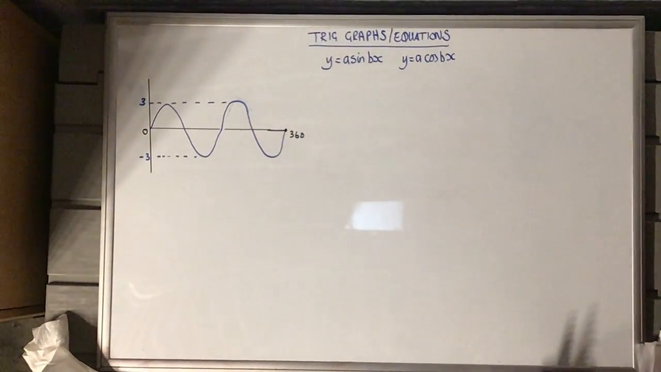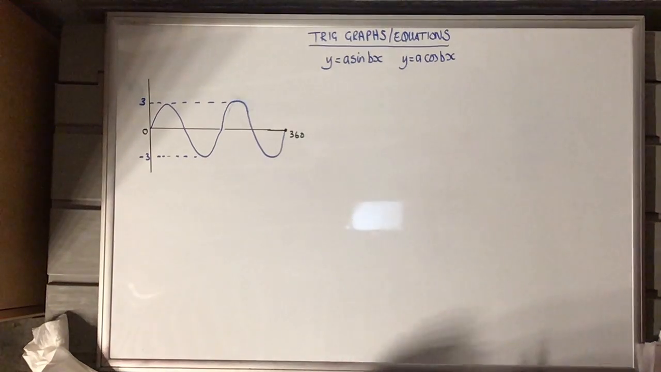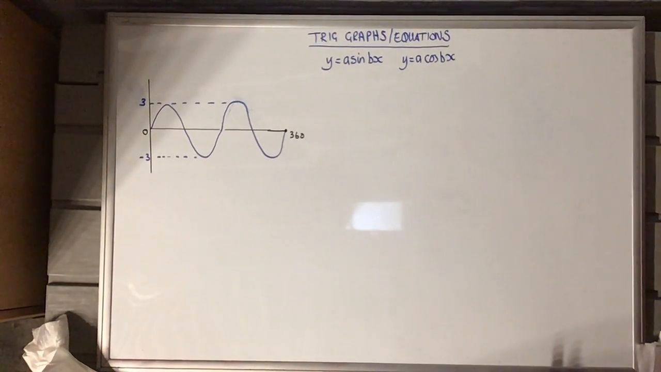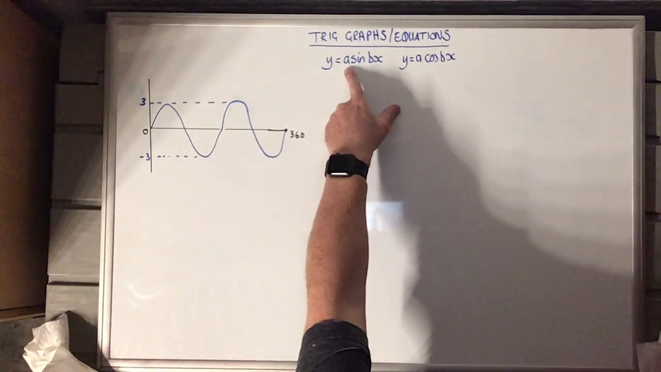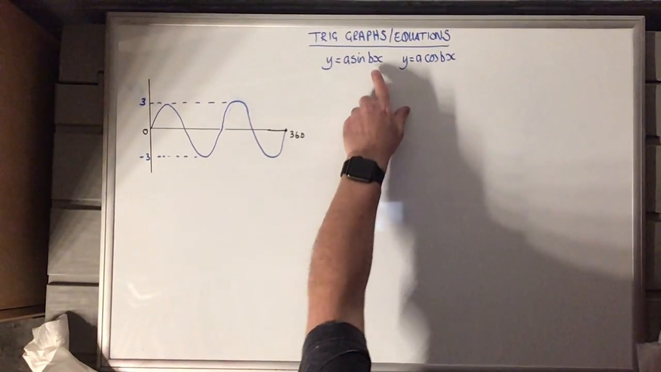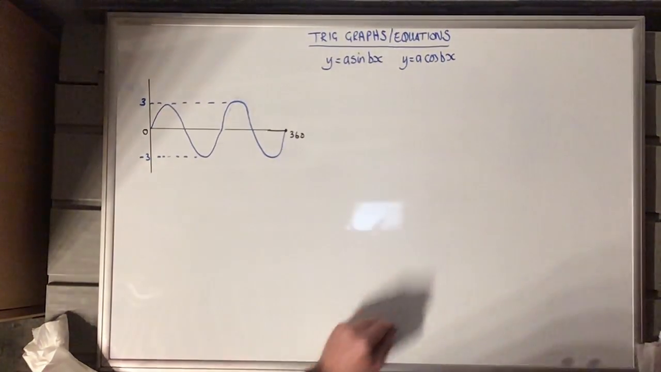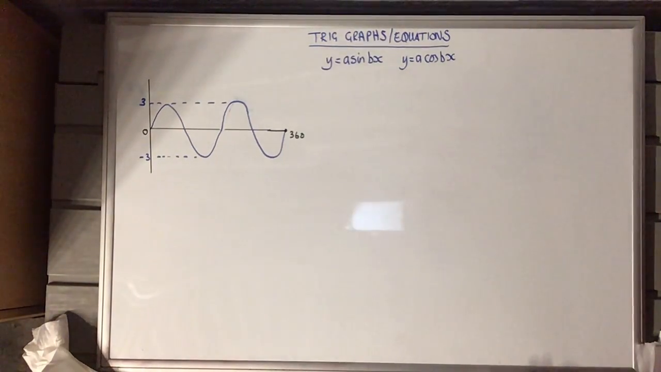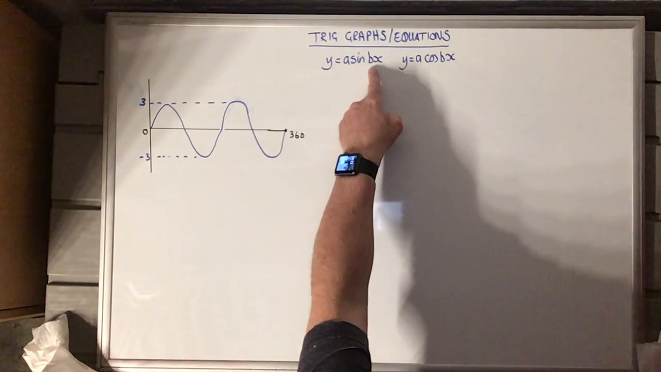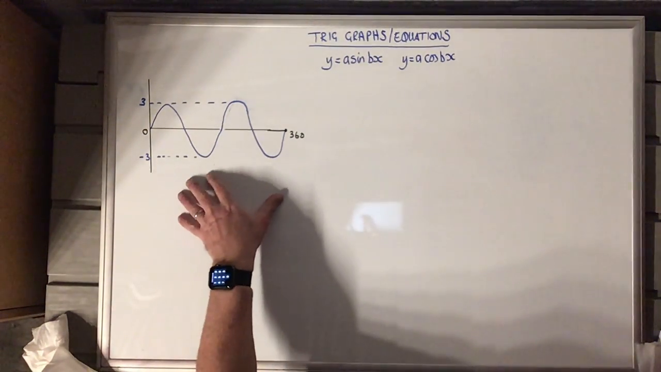Now, you should have watched other videos before you get to this one. This is the third video, and the first video dealt with a, and the second video dealt with b. Now we put them together, and at National 5 level, you're expected to be able to write down the values for A and B based on a given graph.